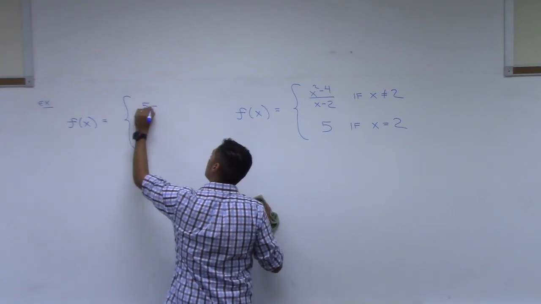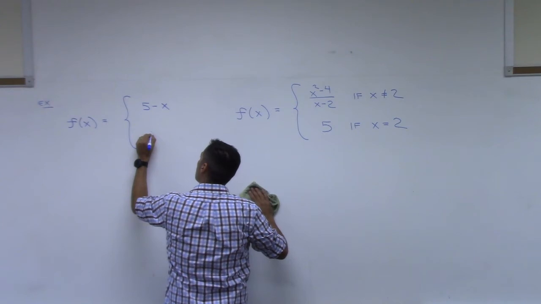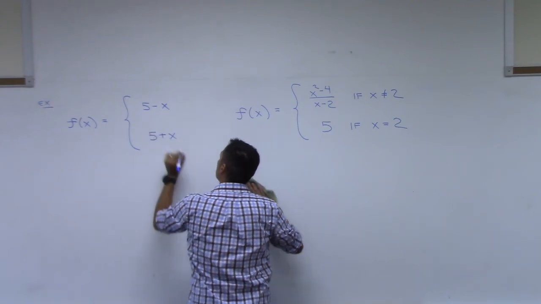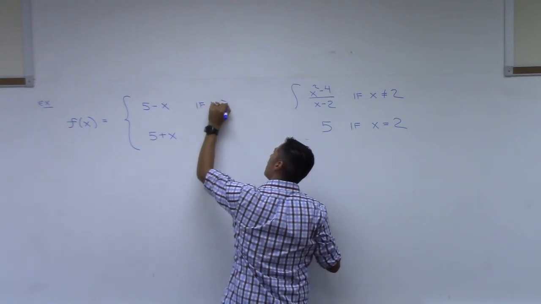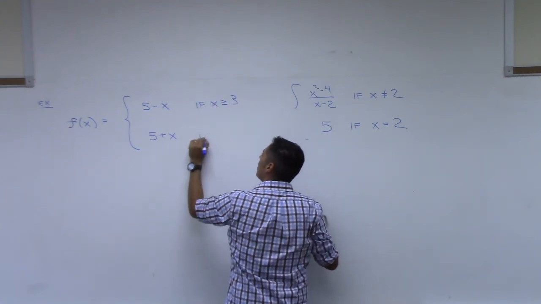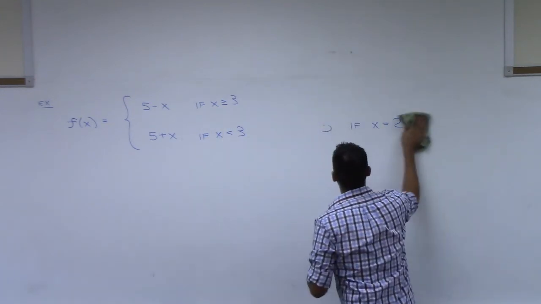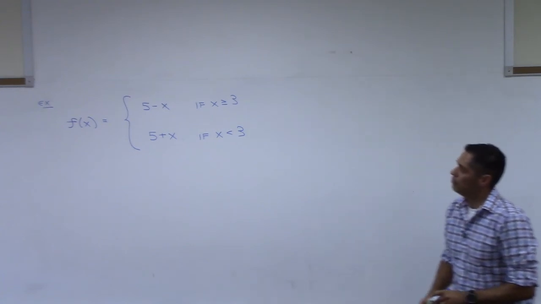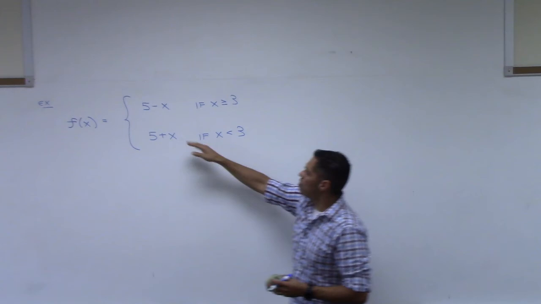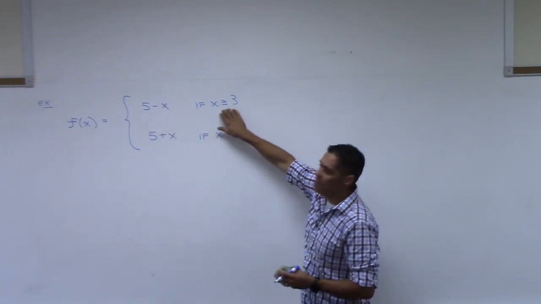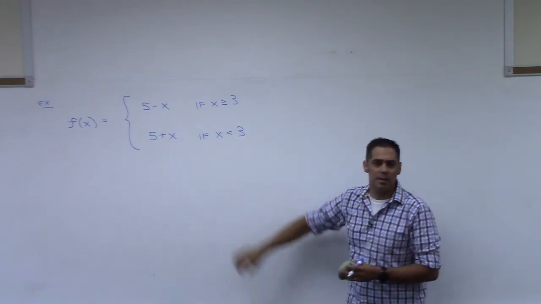How about 5 minus x, and let's go 5 plus x. And let's do this if x is greater than or equal to 3, and this if x is less than 3. So there's a piecewise function. Okay, so I'm giving this to you. This function is going to do this as long as the x you're plugging in is bigger than or equal to 3, and your function will do this if the x you plug in is less than 3.